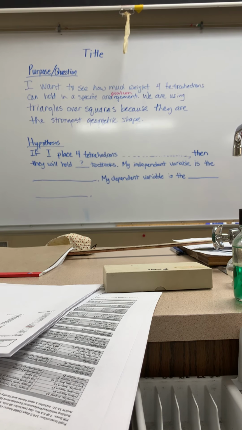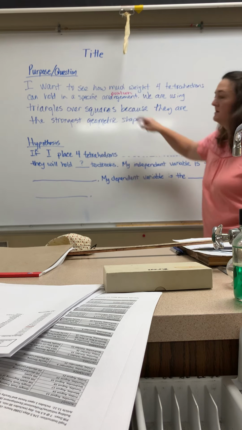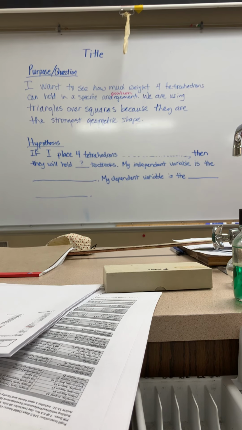So the purpose of the experiment is to see how much weight the 4 tetrahedrons can hold in a specific arrangement or position. Okay? We are using triangles over squares because they're the strongest geometric shape. That's what the research is, because you actually did some experiments prior to the tetrahedrons where you took a square and tested it for rigidity and the triangle for rigidity, and you found out that the triangles are the strongest geometric shape.